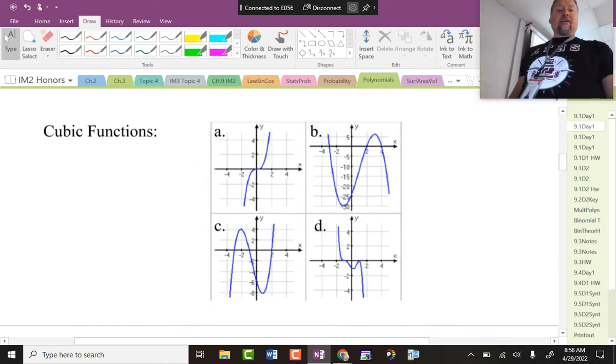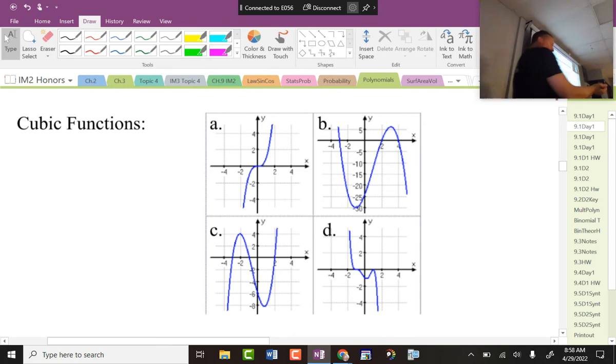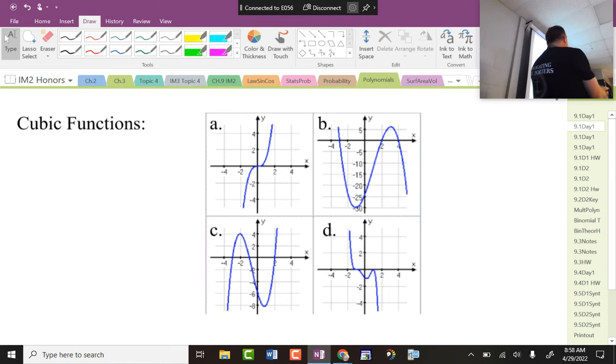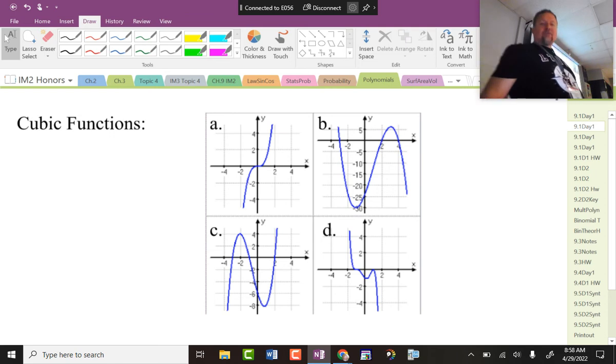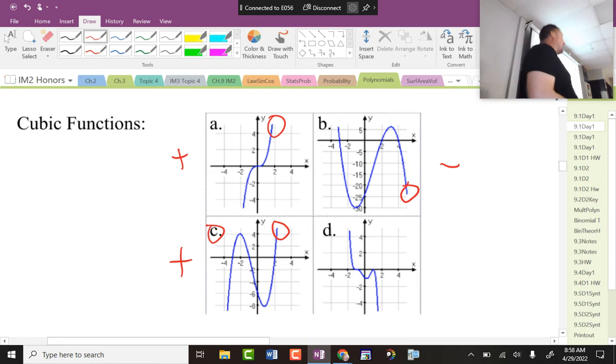We have a lie here too, cubic functions. Letter A, how does it end? What's the leading coefficient, positive or negative? 3, 2, 1, go. Positive. Letter B, positive or negative? 3, 2, 1, go. Negative. Letter C, 3, 2, 1, go. Ooh, letter C is down here. This is a positive leading coefficient. Here's the lie.